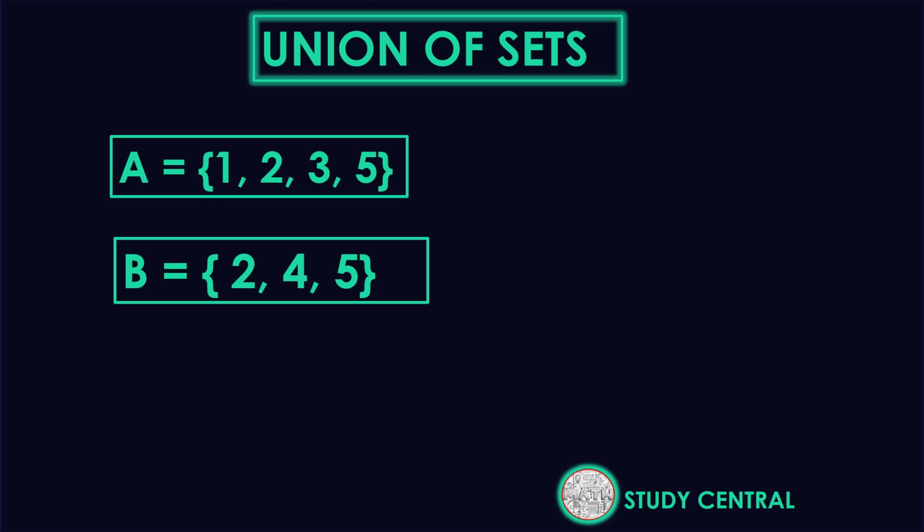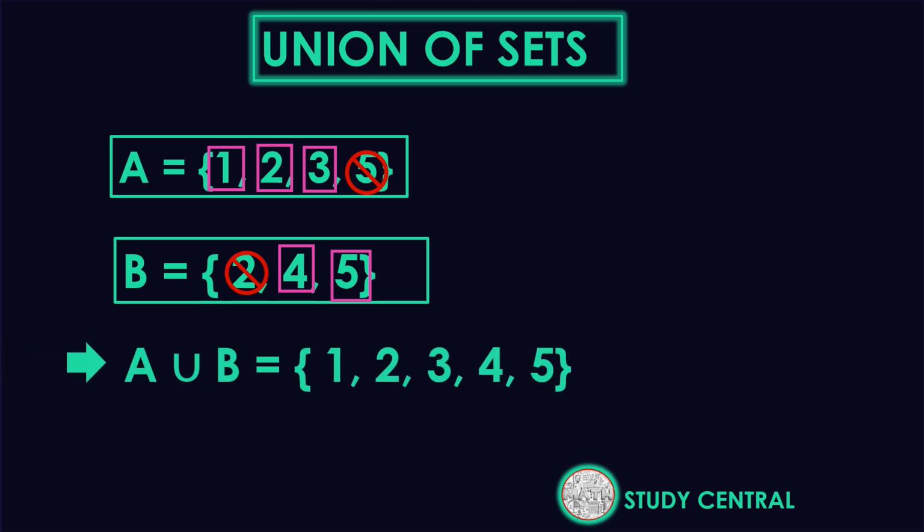The elements of the set A union B can be found simply by listing all elements of A and B in ascending order without repeating any element. 2 and 5 appear in both sets, but in the set A union B, they will be written once. Here is A union B.